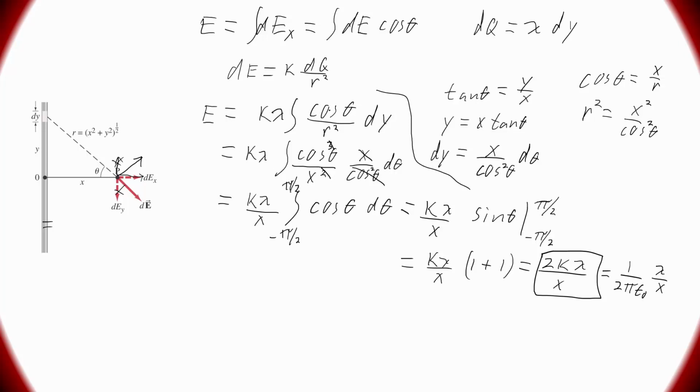Now, you might say all of this stuff was a bit confusing and a bit harder. Why didn't we just substitute in for cosine theta and r squared here? And we could do that just fine. I will show you that real quick.